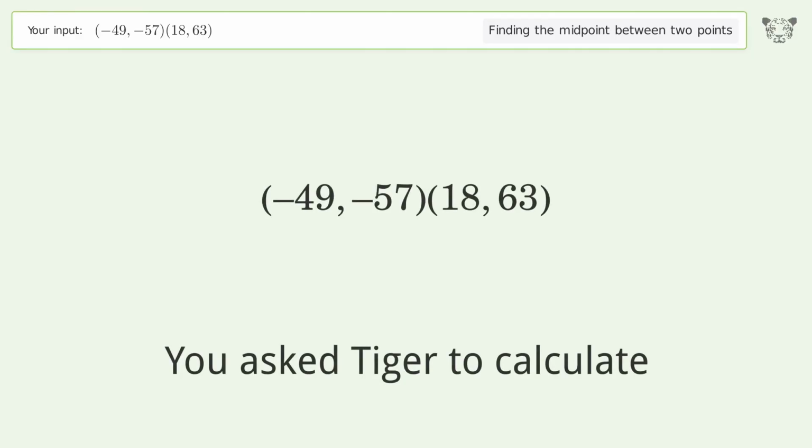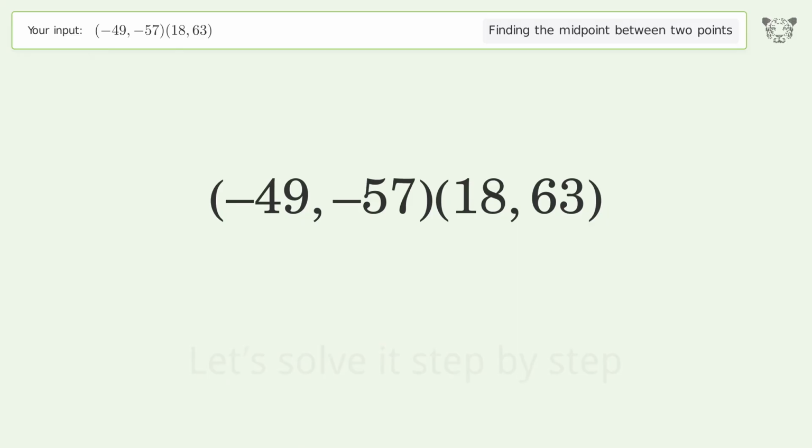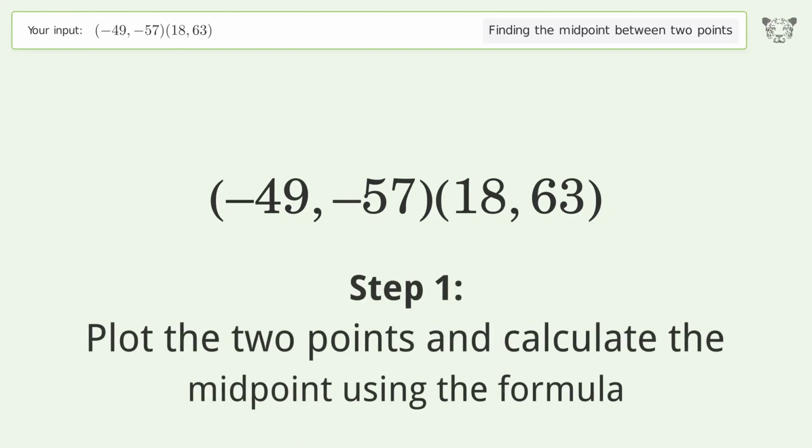You ask Tiger to calculate. This deals with finding the midpoint between 2 points. The midpoint between the 2 points is negative 15.53. Let's solve it step by step. Plot the 2 points and calculate the midpoint using the formula.